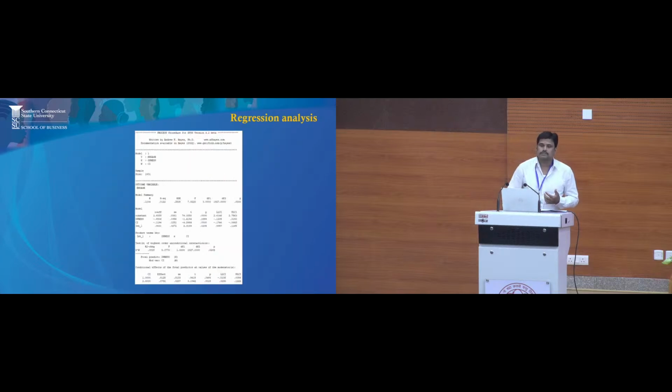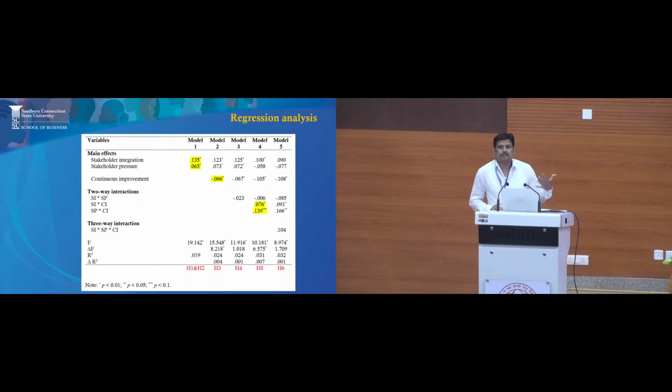And I found that the additive effects hold: stakeholder integration and stakeholder pressure positively improve student engagement with learning, and continuous improvement in teaching also supports students in improving their engagement with learning. I had another interesting finding: whenever continuous improvement is low in the school environment, stakeholder integration and stakeholder pressure help to improve student engagement with learning. These are my findings, and thank you so much, friends, for listening to my presentation. If you have any questions, please let me know.